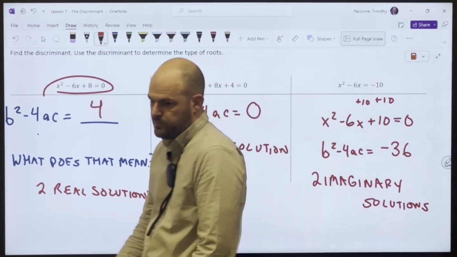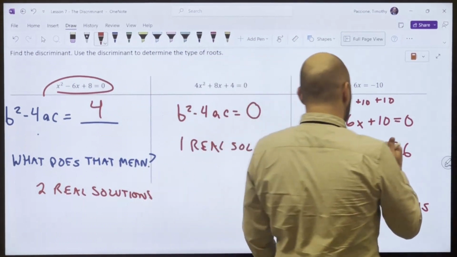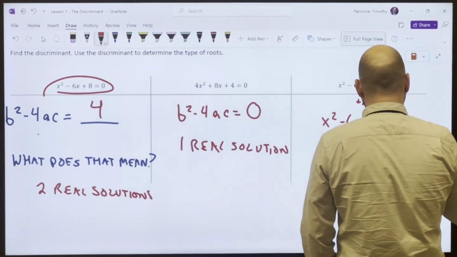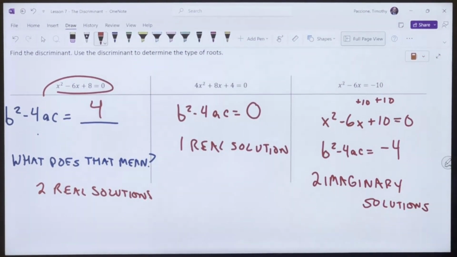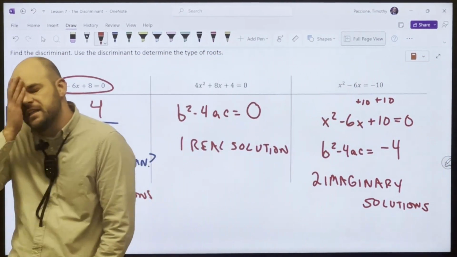You're using it. Okay? I don't know. Is it not negative 36? What is it? It's negative 4. I didn't check my work on that one. I was just trusting you. Okay. Yeah, that sounds more familiar.